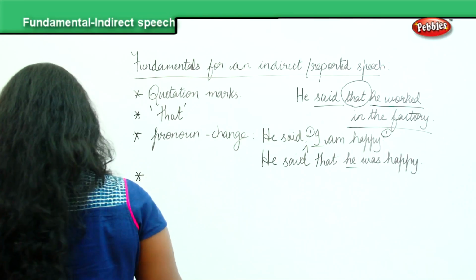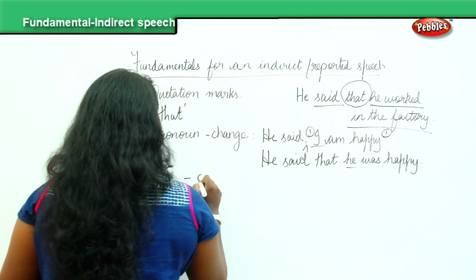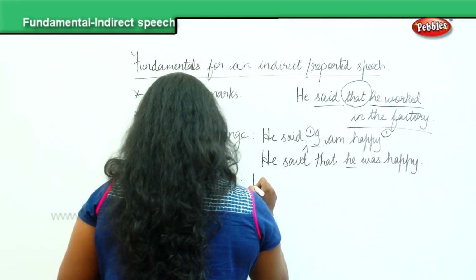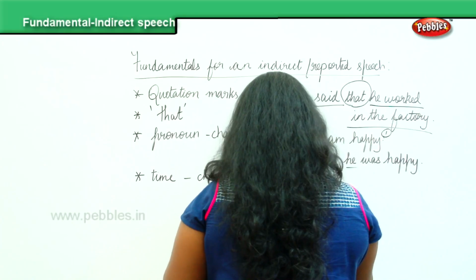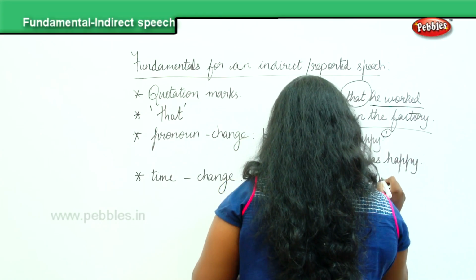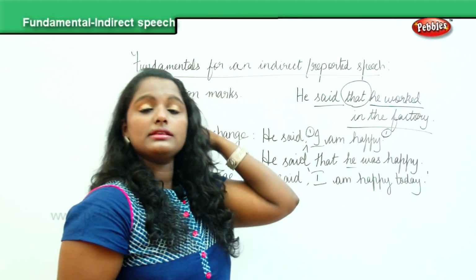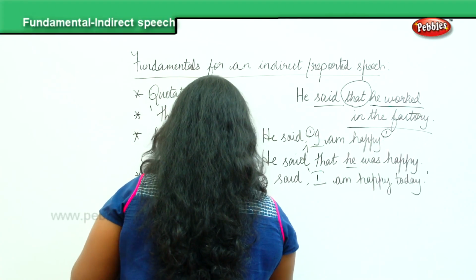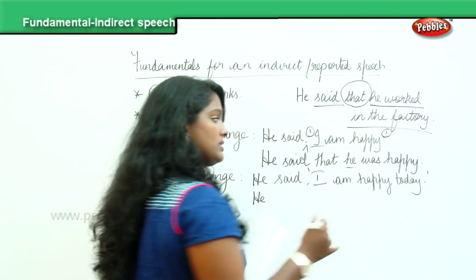The next fundamental rule is to keep in mind the change of the time. Let me give an example. He said, I am happy today. Now, you are going to narrate this to someone else. You are going to report this to someone else. So what's going to happen here is, remove the quotations, add that, change the pronoun, and concentrate on the time. What's the time here? Today.